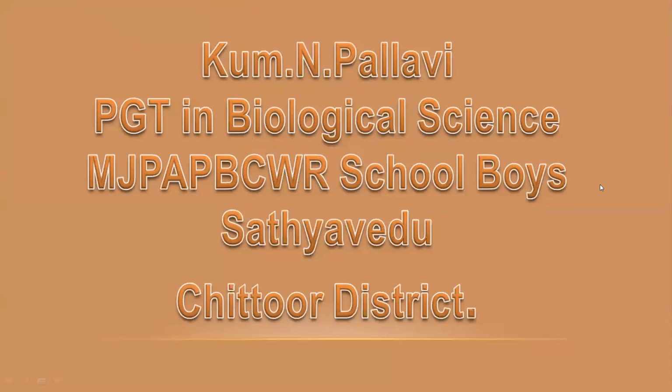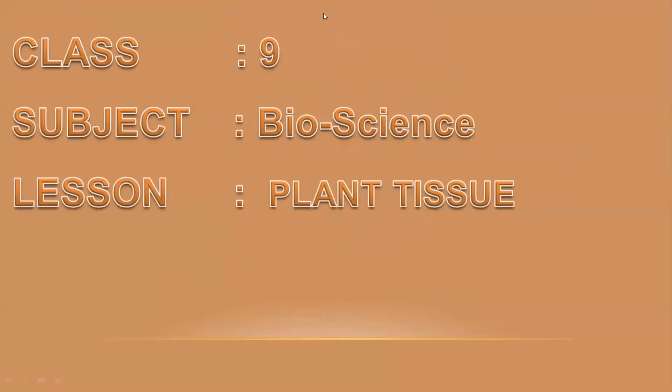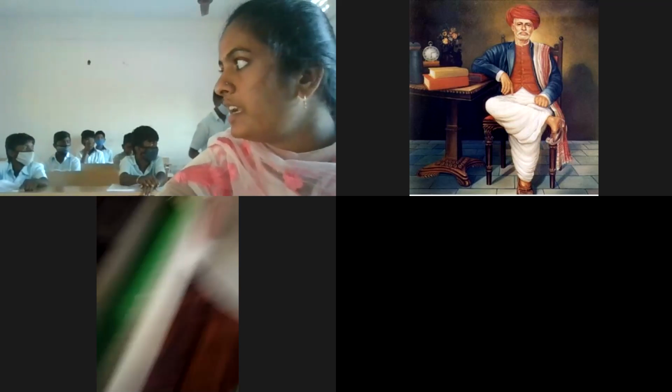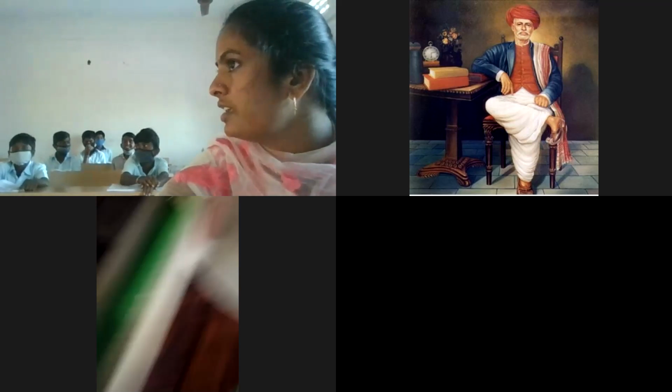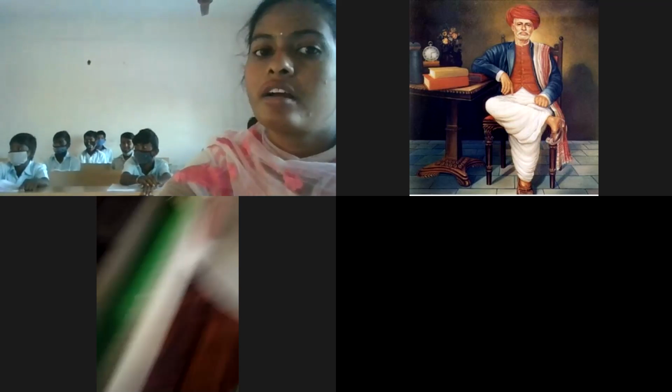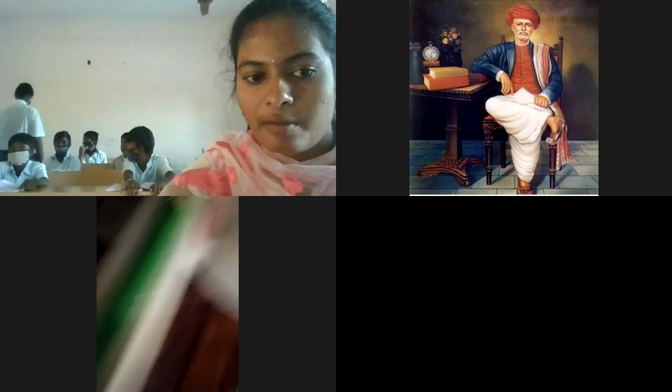Next, story of blood. Blood is also one type of connective tissue, and it has different components.